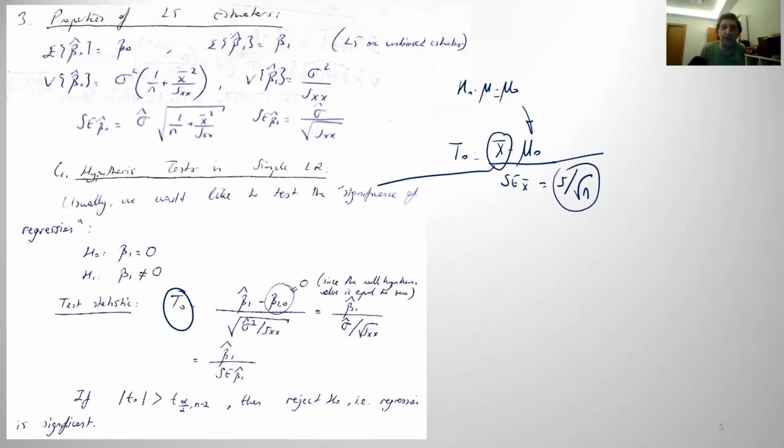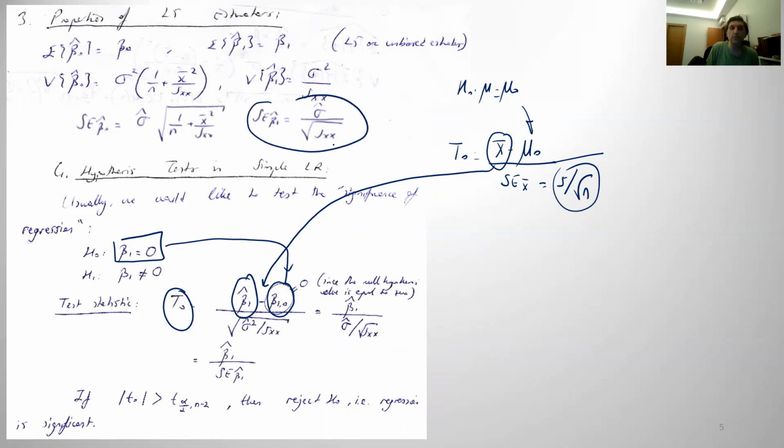Instead of x bar, we're using the parameter estimate beta 1 hat. Beta 1,0 is the expected value, assuming that the null hypothesis is correct, and we put it here, just like we use mu 0 here. And we divide this by a standard error term, this one. And this is going to be again found from the residuals.